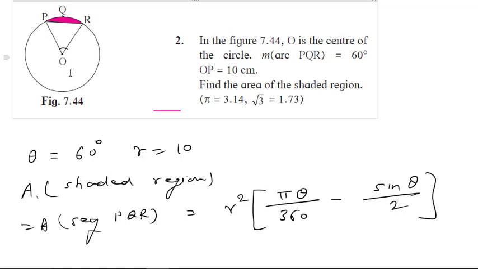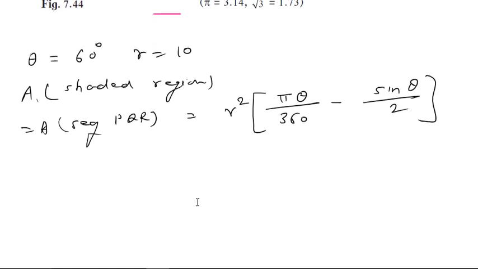When you find the area of the triangle, you will see that the central angle is 60 degrees, and as this is an isosceles triangle, you will find that this angle and this angle are equal, and when you calculate you will get they are also 60 degrees. So this is an equilateral triangle, and the area of an equilateral triangle is root 3 by 4 into side square, right?